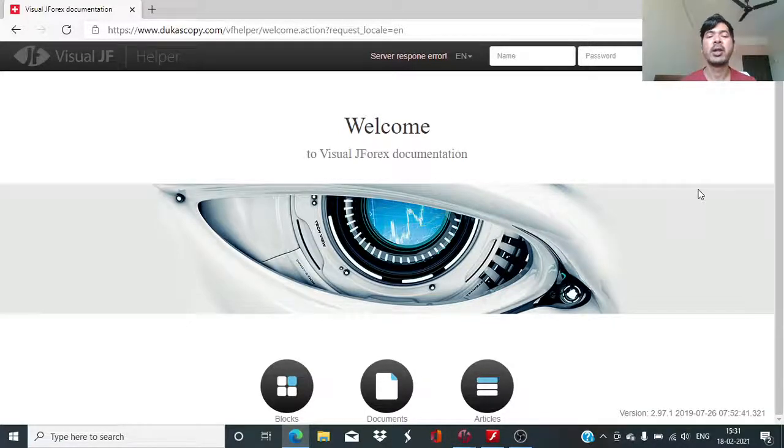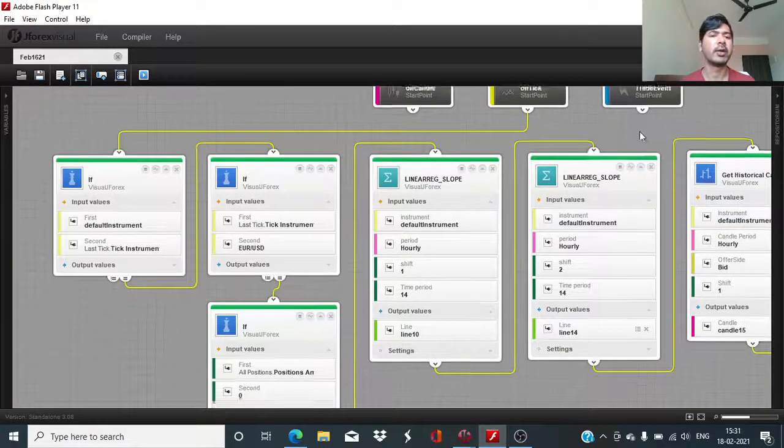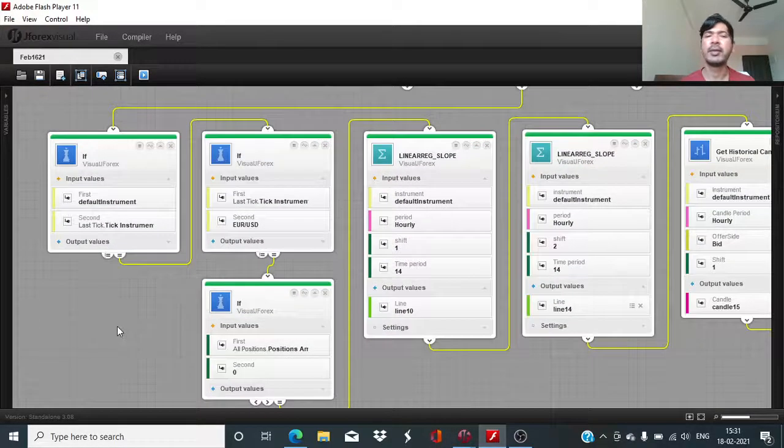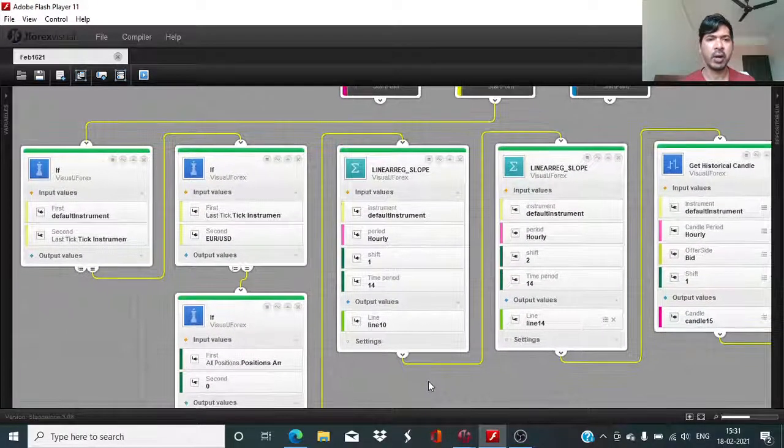In today's session of Visual Jforex, I will be continuing with the demonstration of the algorithm development using the indicator named linear regression slope. This is the last and final episode in this series in which we will complete the setup. So let's go to the Visual Jforex board, which has been developed by the Dukascopy Bank SA. This is the build so far.